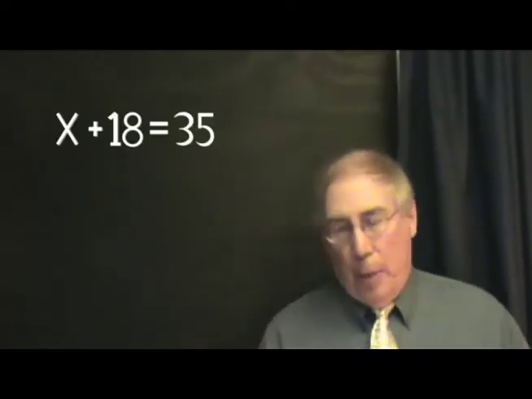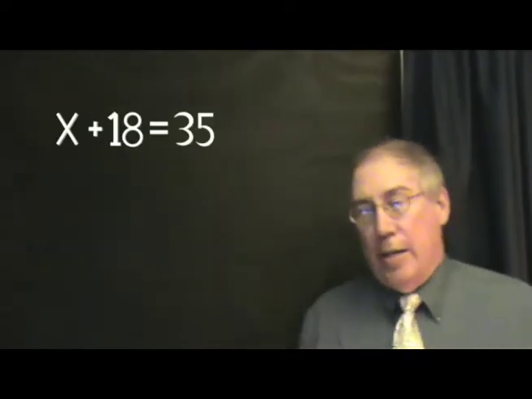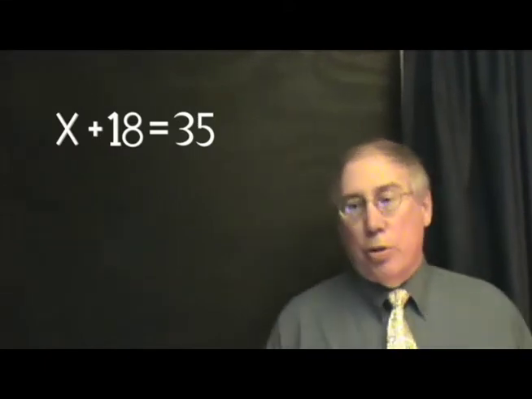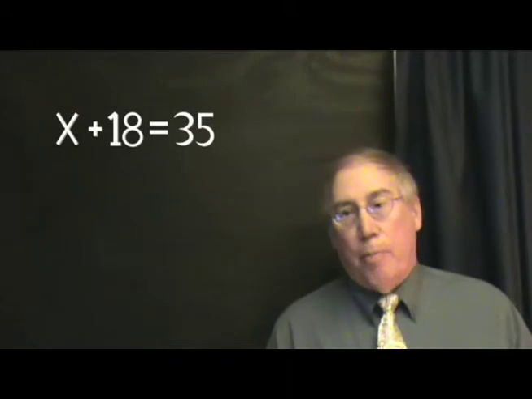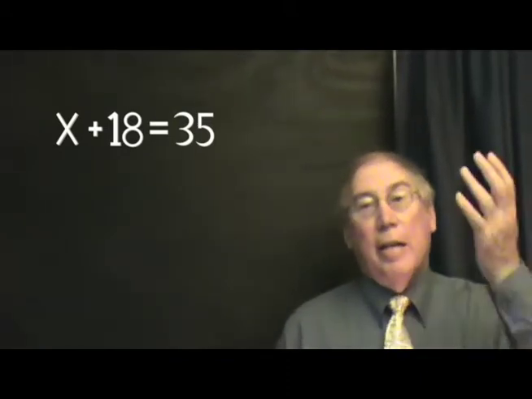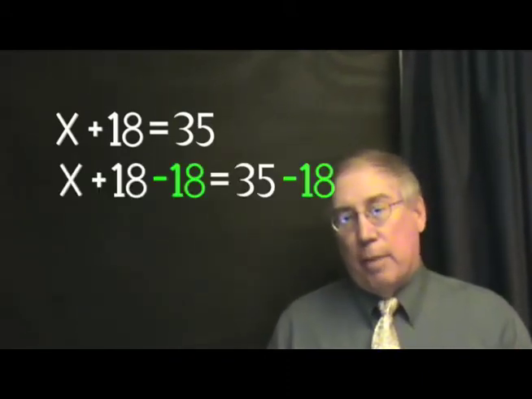Our equations are like that. What we do to one side, we also have to do to the other side in order to keep the equations balanced. So here's a case. X plus 18 equals 35. What we're going to do is subtract 18 from both sides, leaving an x on the left-hand side by itself.